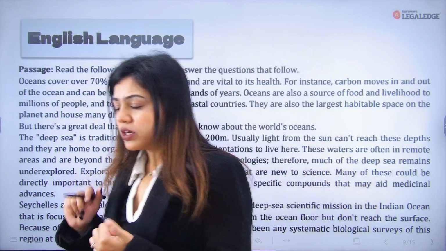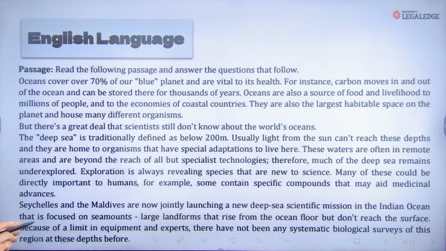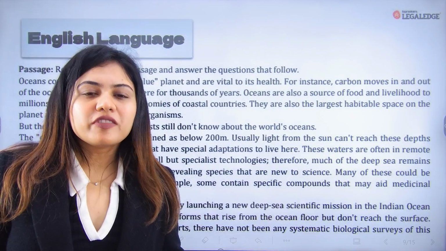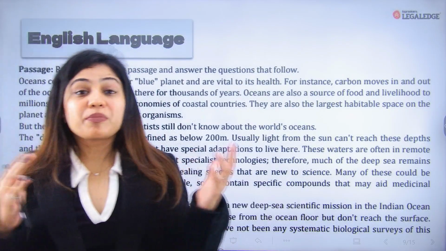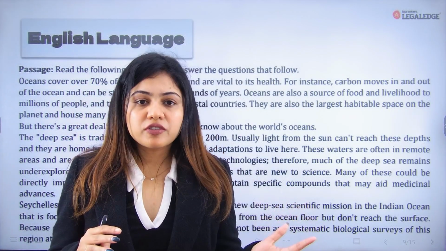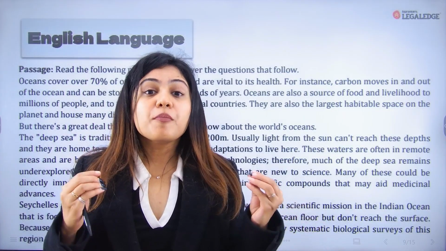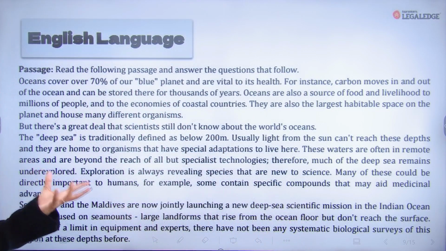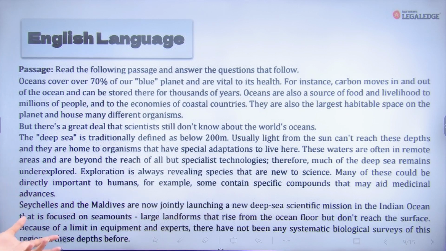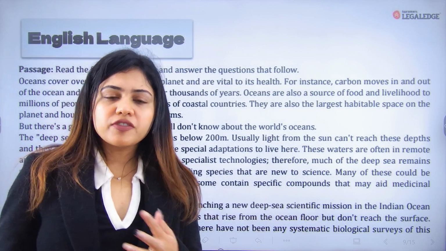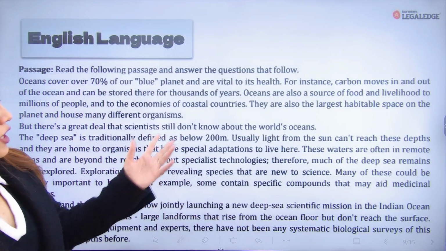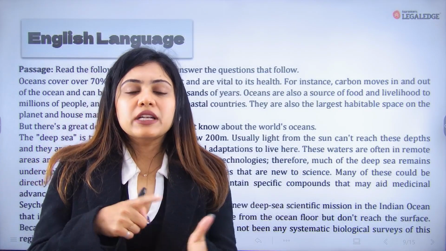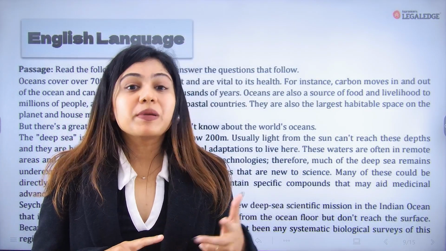Now, coming to the passage here, हमें यहाँ पे पता चलता है कि how oceans cover 70% of our blue planet. Blue planet क्योंकि obviously Earth is, I would say, predominantly blue in color, and most of it is because of the oceans, and that is most vital to the health of the Earth. Now, for instance, अगर हम carbon की भी बात करें तो carbon moves in and out of the ocean, and it can also be stored for thousands of years. Other than that, oceans are also a source of food, livelihood to so many people.